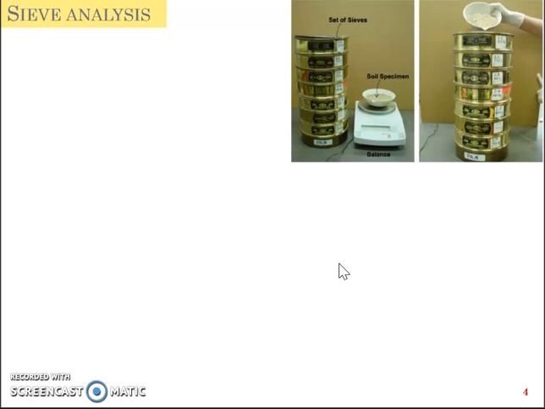Sieve analysis is quite simple. You will have a set of sieves or meshes, to be specific, arranged in the decreasing order of their aperture sizes, and you will allow a certain amount or weight of soil to pass through it, and you measure the weight retained on each sieve. So each sieve will have a certain quantity, or in some cases no quantity at all, of soil, based on which you will get a distribution of the sizes of the particles in the mass of soil that you have taken initially.